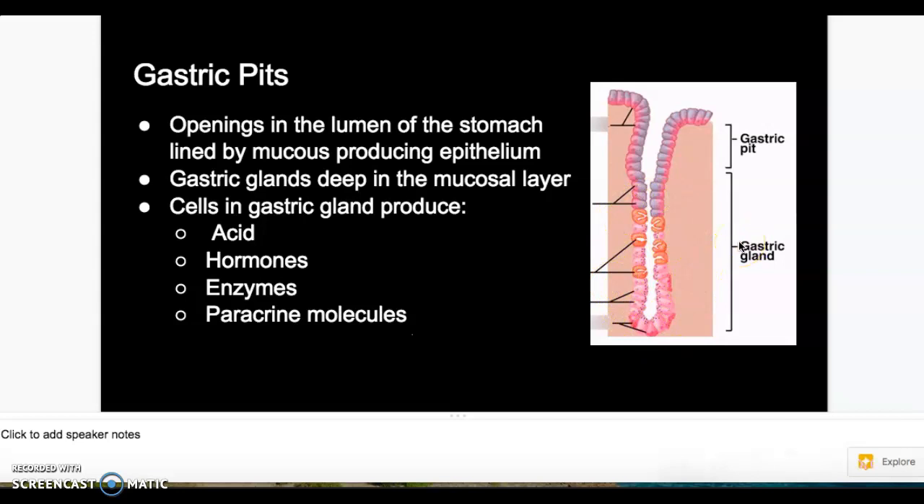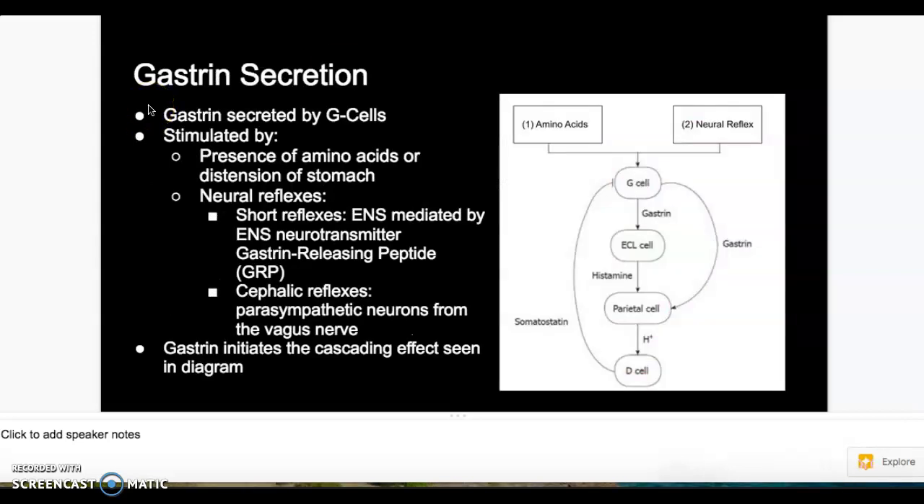The cells that are included in the gastric gland will produce the stomach acid, hormones, enzymes, and then various paracrine molecules that get secreted into the stomach and help the food get digested so that it can be moved along to the small intestine. The first secretion I want to talk about is the secretion of gastrin. Gastrin is a hormone that is secreted by G cells.